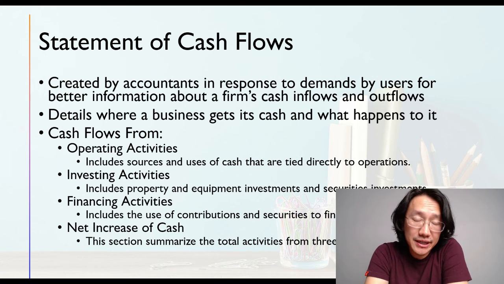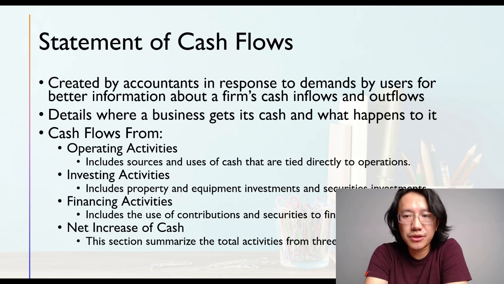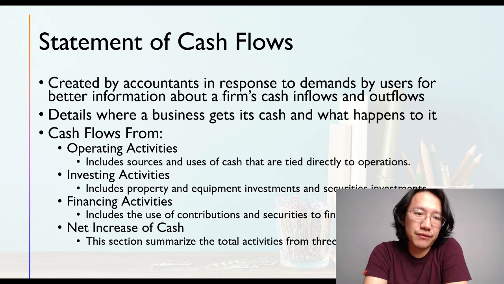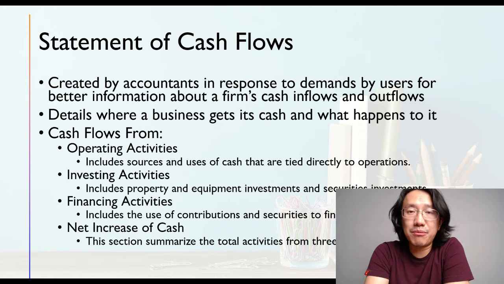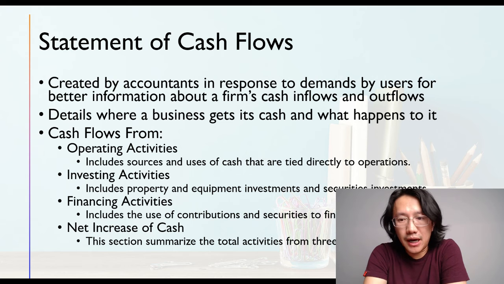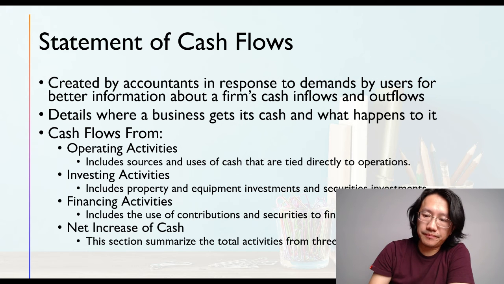There are operating activities, which include sources and uses of cash that are tied directly to operations. We have investing activities, which include property and equipment investments and securities investments. We have financing activities, which usually include the use of contributions and securities to finance a business's operations. And we also have net increase of cash. This section summarizes the total of the three sections we described above in the reporting section.